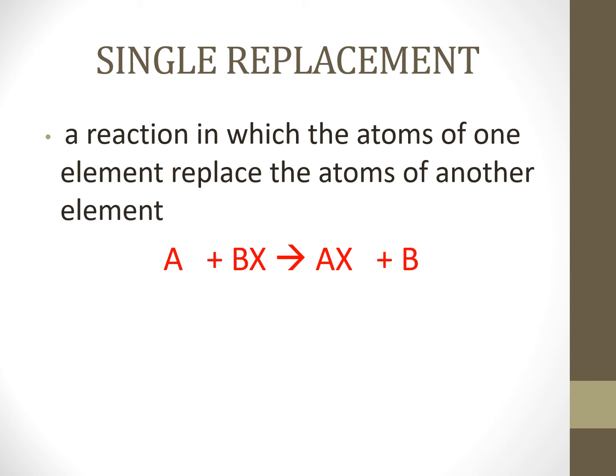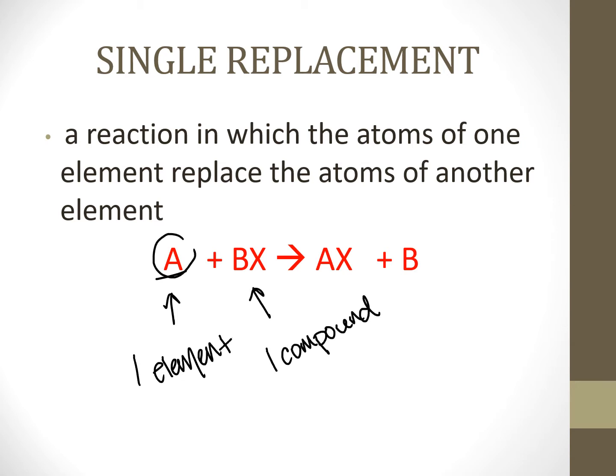The next type of reaction is a single replacement reaction. This is where the atoms of one element replace the atoms of another element. And you're going to be able to tell it's a single replacement because if you look at the reactants, we have one element and one compound. So what's happening here is this element is trying to replace the corresponding element here.